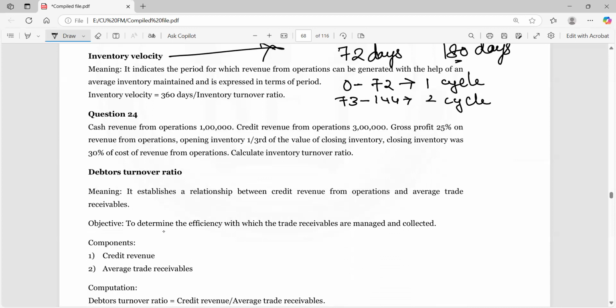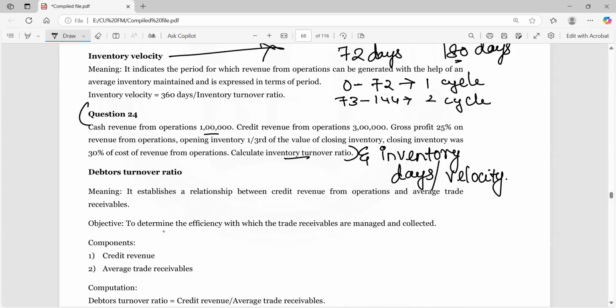Right. Now look at question number 24. We have to calculate inventory turnover and let's calculate inventory days also, which is nothing but inventory velocity. Listen, cash revenue from operations is 1 lakh rupees. Credit revenue from operations is 3 lakh rupees. So what is the total sales of the company? 4 lakh. Gross profit is 25%. So what is the remaining 75%? Cost of goods sold, right?